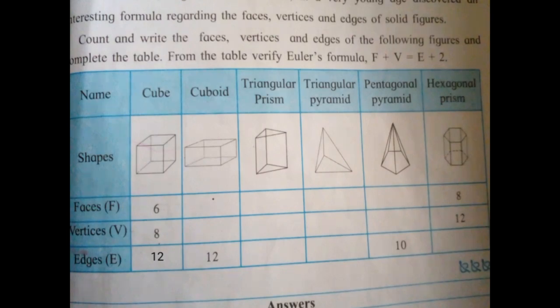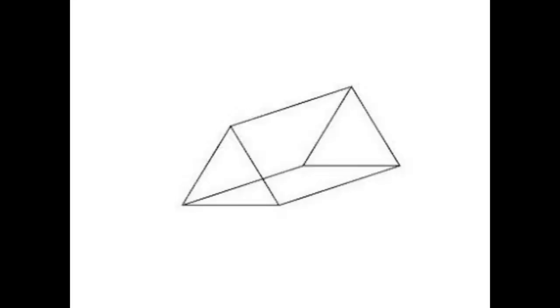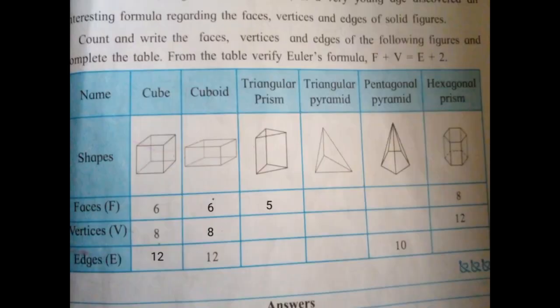Next, cuboid. Like cube, cuboid also has 6 faces, 8 vertices and 12 edges. Next, triangular prism. Count the number of faces, vertices and edges of triangular prism. This is the triangular prism. First we'll count number of faces of triangular prism. 1, 2, 3, 4, 5. Altogether there are 5 faces of triangular prism.